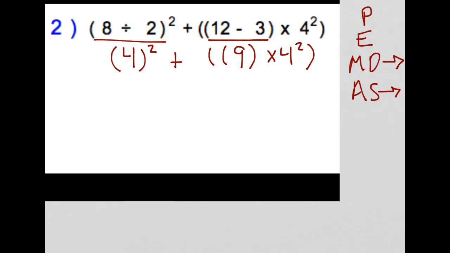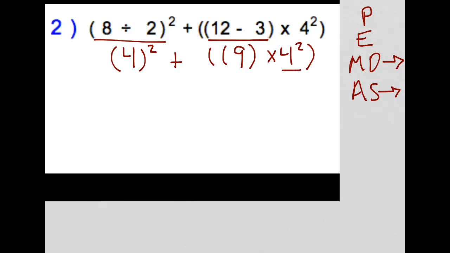The 4 on the left is in parentheses, but there's nothing to do there. If I look on the right, I've got 9 in parentheses, but there's nothing to do there. Then I've got 9 times 4 to the second power. So I have multiplication or exponents.